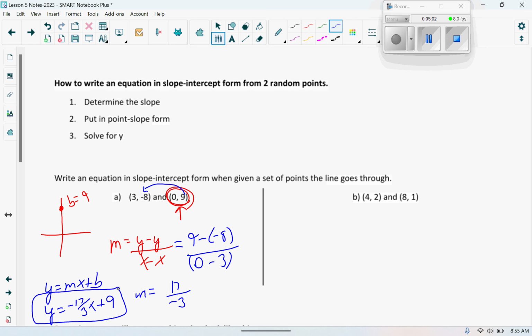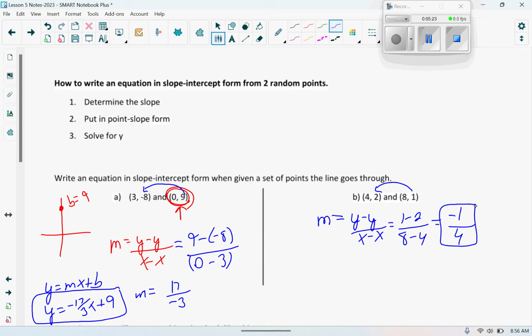Okay, what if we don't have b? So in this case, we're going to have to start with the slope. So I'm going to say y minus y over x minus x again. So 1 minus 2 over 8 minus 4. So this is negative 1 over 4. So my slope is negative 1/4.